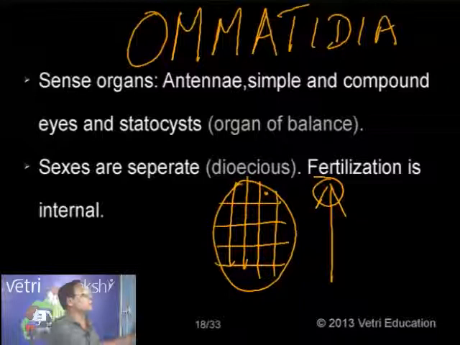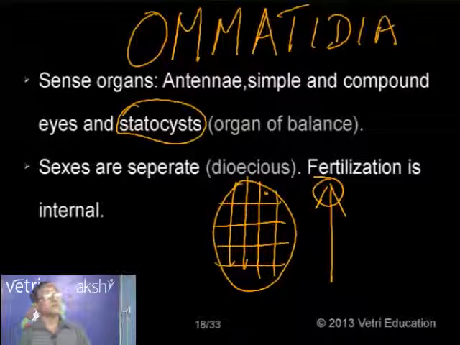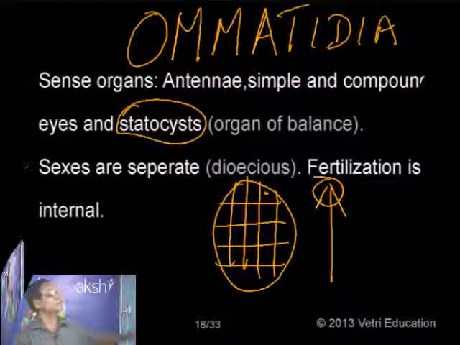Then the statocysts. Some animals have an organ of balance. They are called statocysts. Only in some cases do we have this structure for balancing the animal while moving. And further we will proceed with the sense organs.